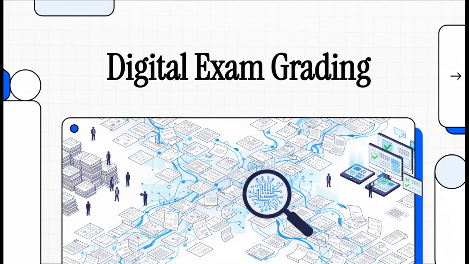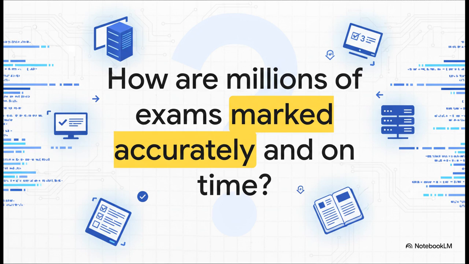Just think about it for a second. A national exam. We're talking millions of students and millions of handwritten answer sheets. The sheer logistical nightmare of collecting, distributing, and grading all that paper accurately and on time, it's just massive. So how on earth does it get done? How do you make sure every student gets a fair shot when you're dealing with a number that big?